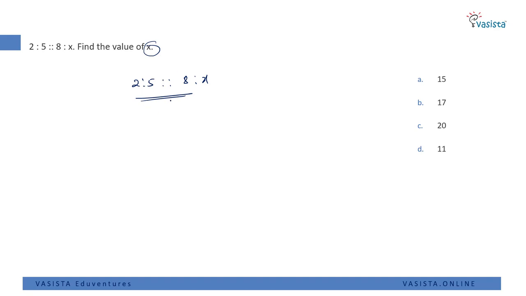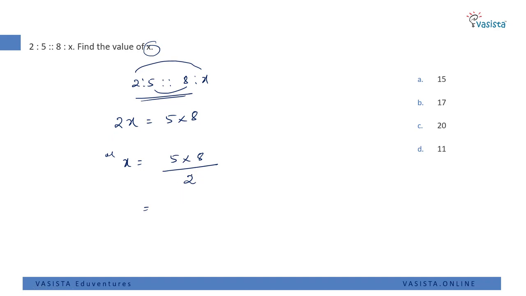Right. To do that, see what you need to do. You have to multiply the extremes, right, this and this. Now what happens here: 2x, that is 2 into x, is equal to 5 into 8, or x is equal to 5 into 8 divided by 2. You know why 2 comes here? Because it is in the numerator. When you are transferring from LHS to RHS, the numerator will become the denominator.